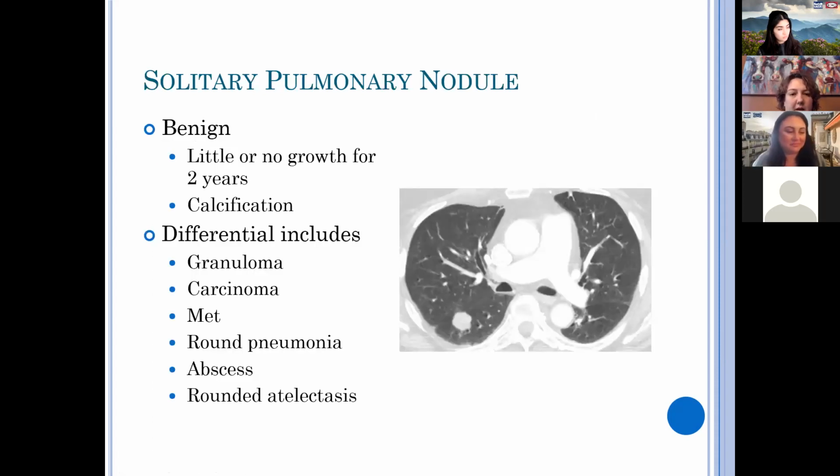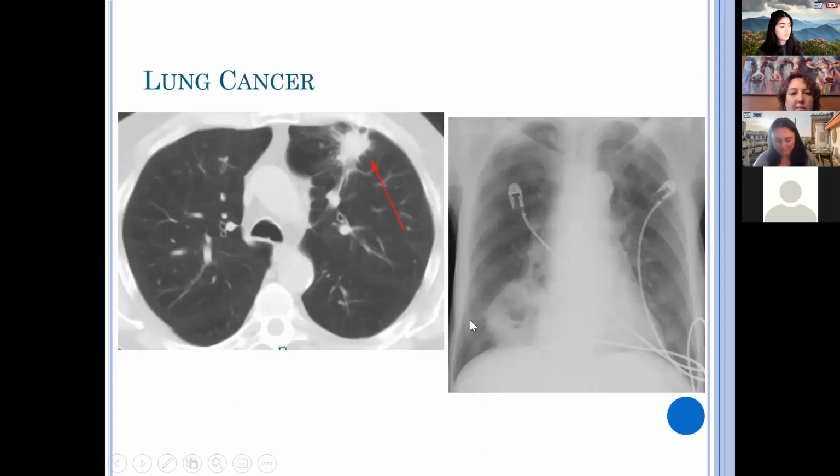And then pulmonary nodules. Usually if these nodules don't grow for 2 years, or if they're calcified, there's more likelihood of them being benign or non-cancerous. And that can include a granuloma, carcinoma, a rounded pneumonia. You can see this nodule clearly here.